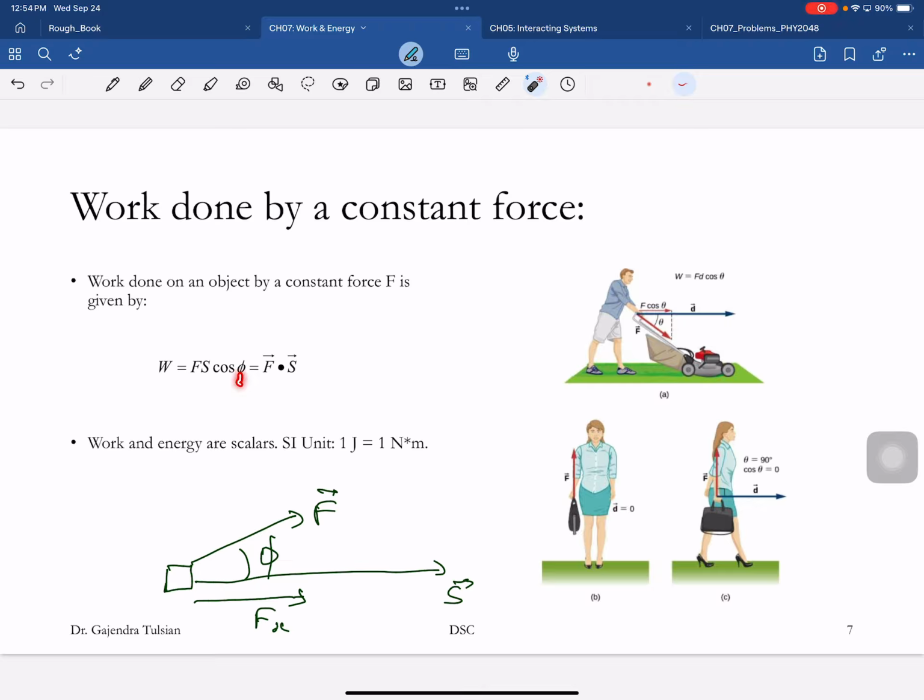What about if this angle is an obtuse angle? What is cosine 130 degrees? Is it positive or negative? Negative. So this is positive, this is positive, and this can be positive or negative. So the work done can be positive, 0, or negative.